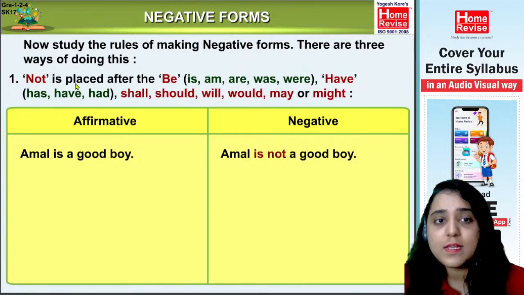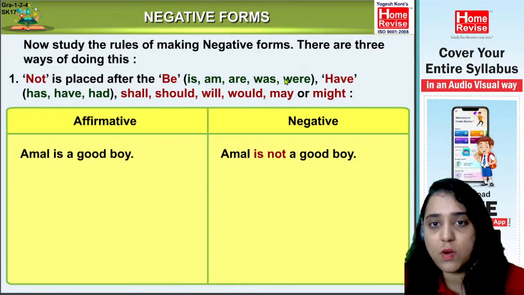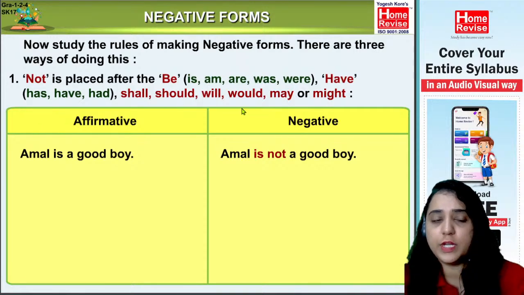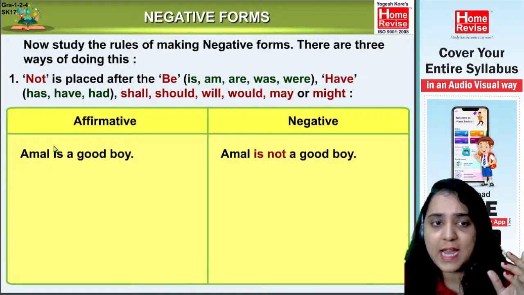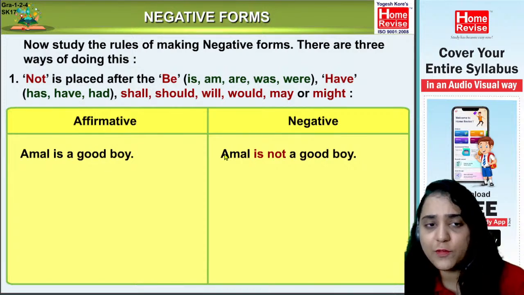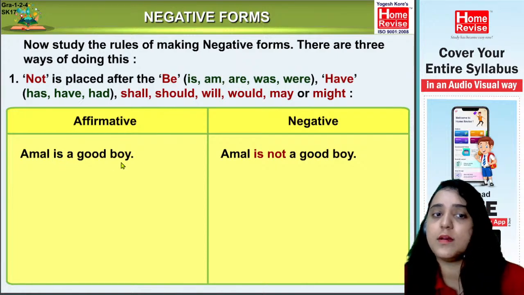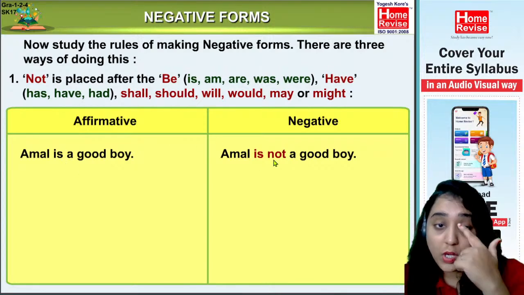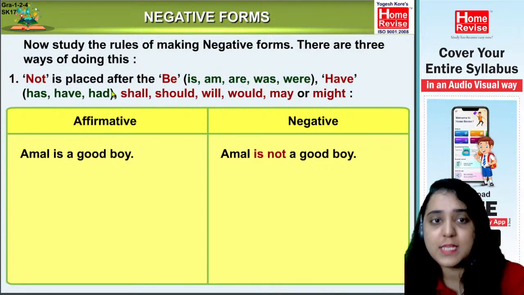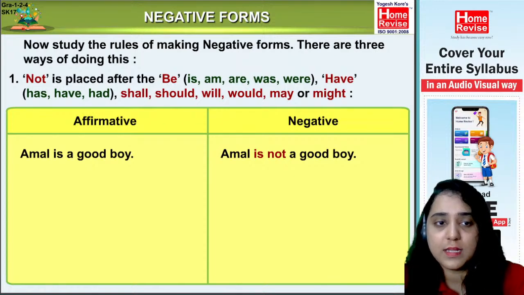Correct. So not is placed after these auxiliary verbs, which are also called the be verbs and the have verbs, and shall, should and so on. So if you have these words in your statement, that is the positive form, and if you want it in the negative form, you can't write Amal not is a good boy. No, Amal is not a good boy. So not always comes after all these auxiliary verbs.